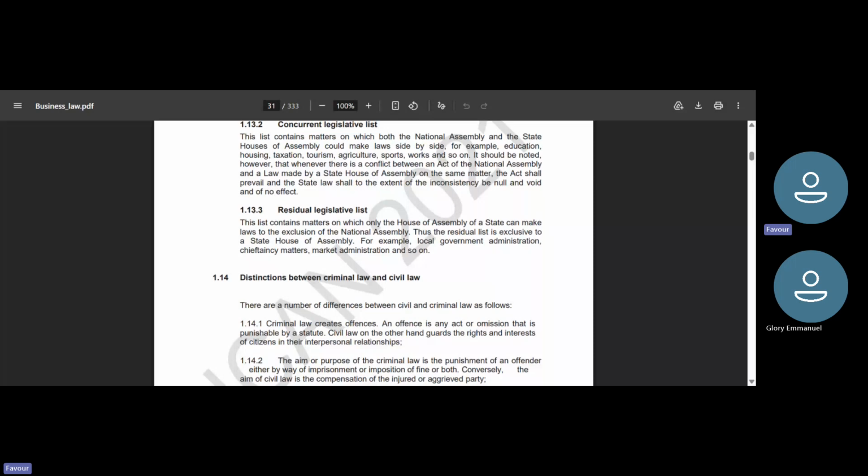So it's easy to know that the exclusive list is for the National Assembly alone. For the concurrent list, there's a cohabitation between the National Assembly and the State Assembly, so they can make laws side by side. But if there's a conflict, the acts of the National Assembly override that of the State Assembly. Then the residual are those grassroots matters like local government, chieftaincy matters, market administration, and so on. And it's the State House of Assembly that has jurisdiction over that list.